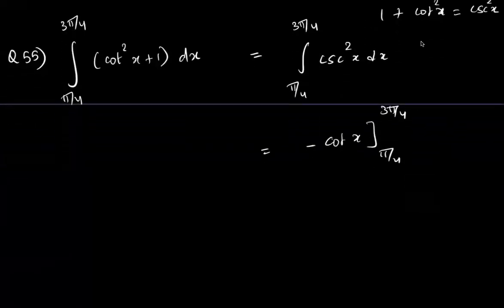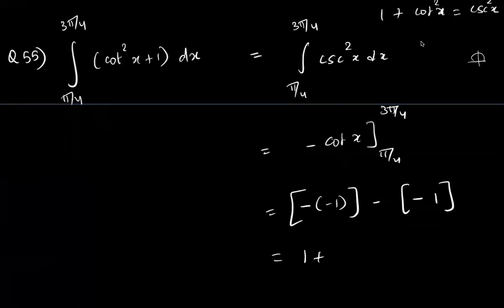So then you do negative cotangent 3 pi over 4. 3 pi over 4 is in the second quadrant, so cotangent is going to be negative 1, right? So negative of negative 1 minus negative cotangent pi over 4, because cotangent pi over 4 is positive 1. So you have 1 plus 1, which is 2 as your answer.